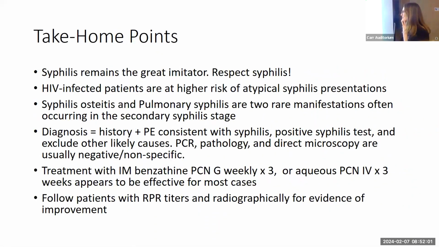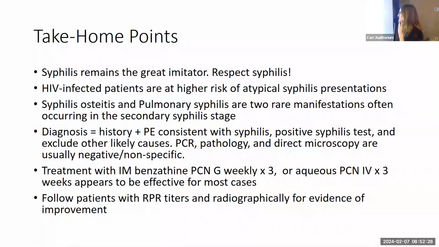So take home points: syphilis remains the great imitator. You really have to respect this disease. It can do many things. And HIV infected patients seem to be at higher risk of more atypical syphilis presentations, even if they have well-controlled HIV. Syphilitic osteitis and pulmonary syphilis are rare manifestations that often occur in the secondary syphilis stage, but maybe not as rare as we think because we probably aren't going around x-raying everybody.